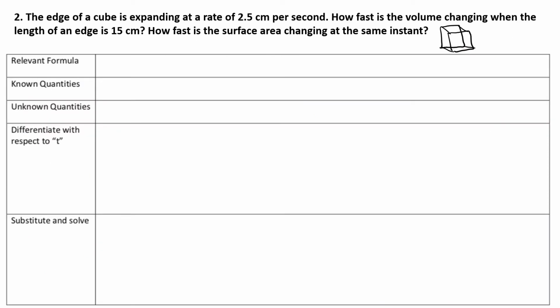Okay, so let's move on with number 2. It says the edge of a cube is expanding at a rate of 2.5 centimeters per second. How fast is the volume changing when the length of an edge is 15 centimeters? And then bonus question, how fast is the surface area changing at the same time?